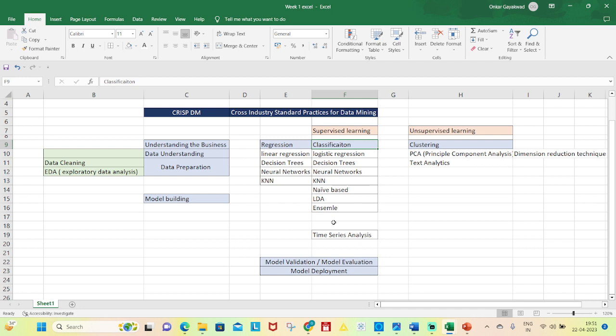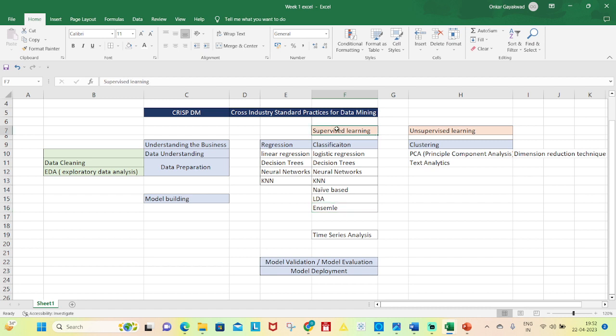Now, which are the various models that you can build in regression? You can make a linear regression, you can make decision trees, you can make a neural network model, and you can make a KNN model. These are all algorithms that you can write or maybe use to make a regression model under supervised learning. For classification, you can go in for models like logistic regression, decision trees, neural networks, KNN, which is also K nearest neighbor, naive Bayes models, LDA, ensemble techniques, right?